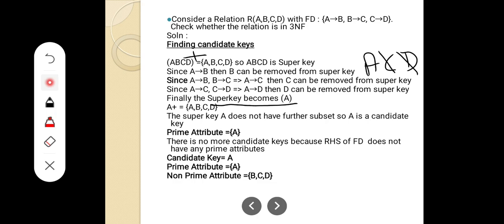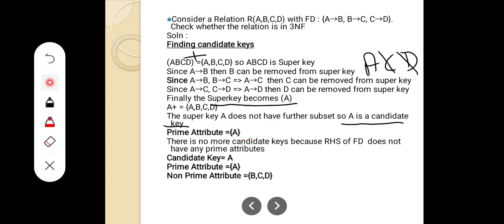Since it contains all the attributes of the relation, it is a super key, so A is a super key. Also, since A does not have any subset, this can be considered a candidate key. So A is also a candidate key. Clear? Now the prime attribute. From this I will extract the prime attribute. What is a prime attribute? Prime attributes are members of a candidate key. So the prime attribute is A.